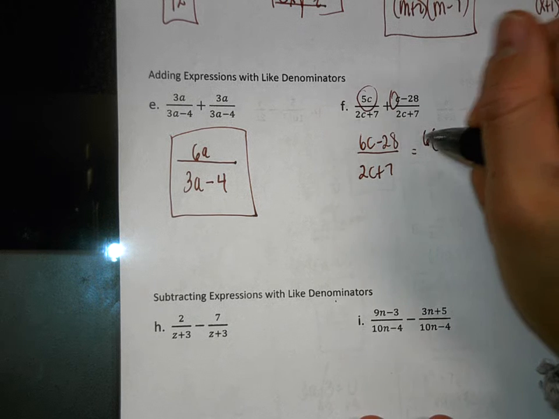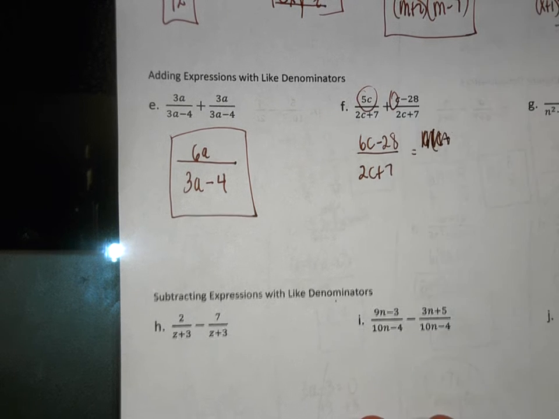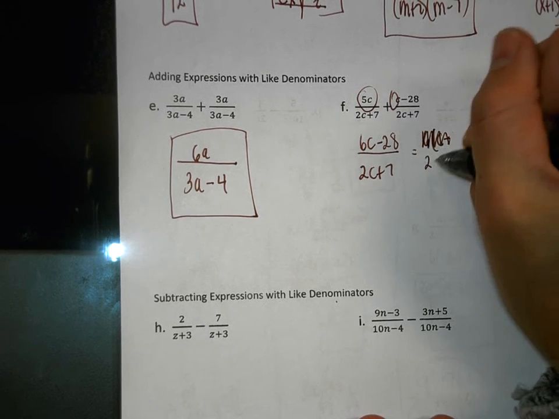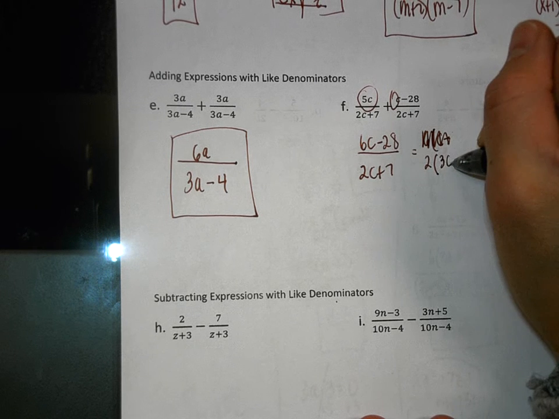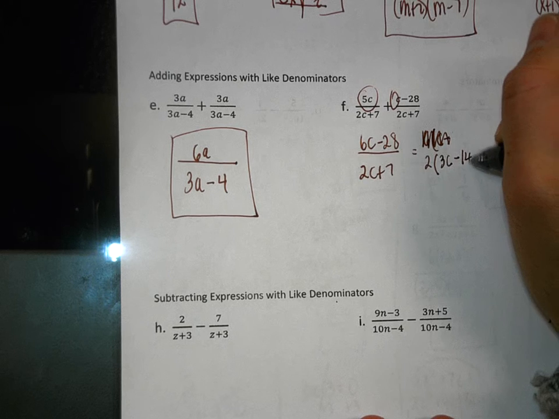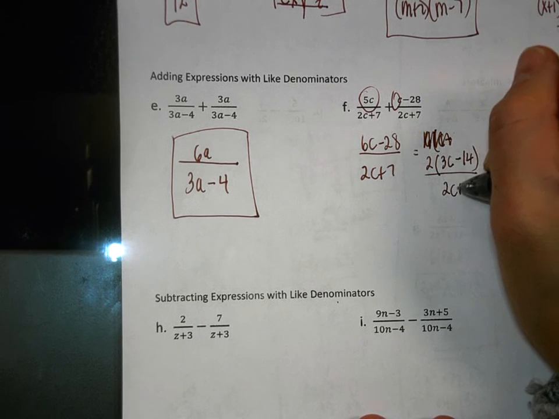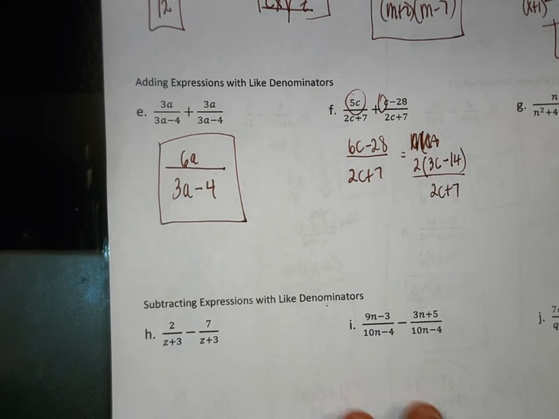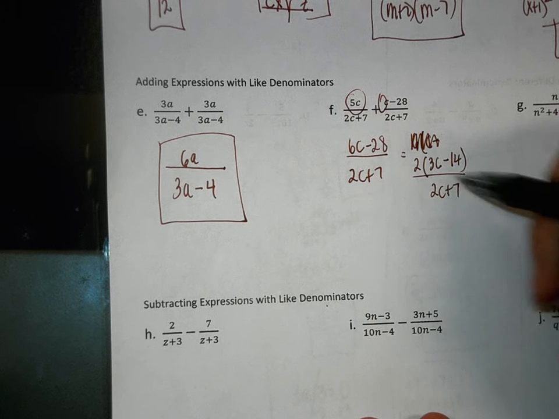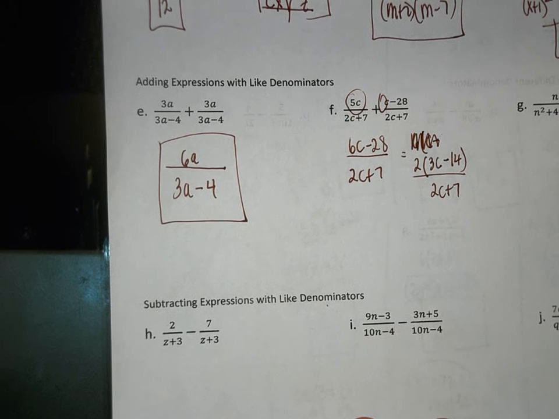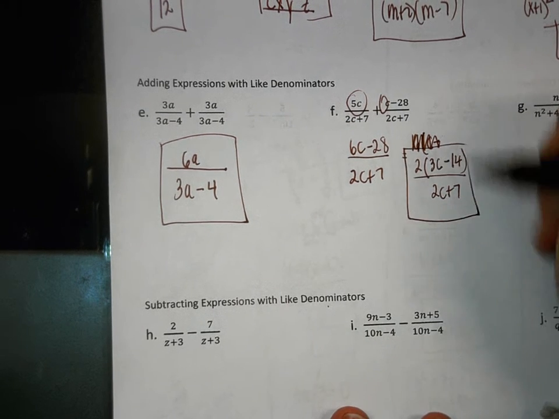oh wait, that's not right. Not 6, what could I take out? 2, and I'm left with 3c minus 14, and this is over 2c plus 7. So can anything end up canceling out? The 2's, right? No. Oh no, it's a 2c. We can't cancel out the 2 here because that 2 is connected to the c plus 7, right? So nothing can reduce. You would just leave your answer like that.